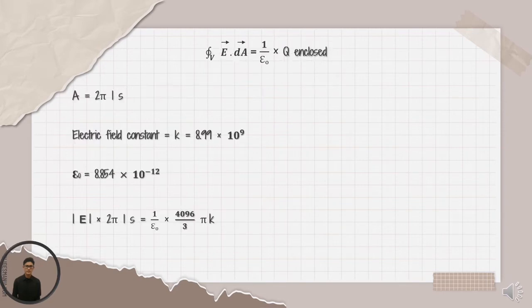Here is the second part we have in the equation: the area is 2 pi times the length of the surface. Then the electric field constant k is 8.99 multiplied by 10 to the power of 9. Epsilon naught is 8.854 multiplied by 10 to the power of negative 12. We have the equation to get the electric field: E multiplied by 2 pi length of the surface equals 1 over epsilon naught multiplied by 4096 divided by 3 pi k.